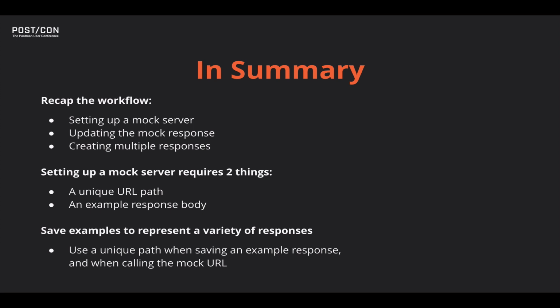In summary, setting up a mock server requires two things. The first is a unique URL path. You can use this to save your example request and response and also retrieve your mock response. And the second is an example response body, and we saw how to update that in the Postman UI. You can also save examples to represent a variety of different responses. The best practice for retrieving a specific type of mock response is to use a unique path when you save your example response, and then use that unique path again when calling your mock URL.